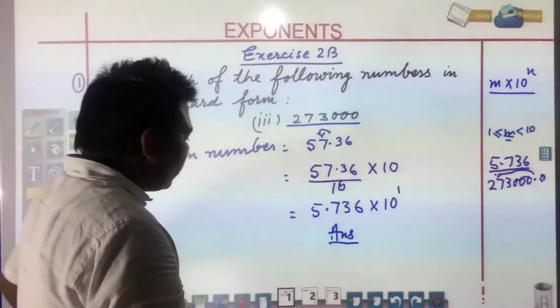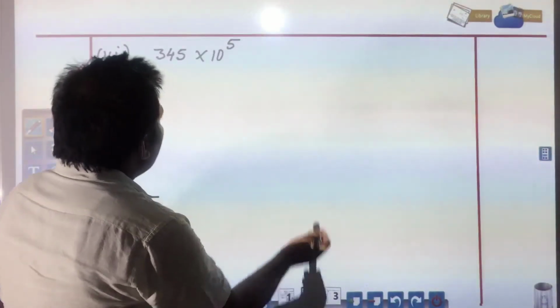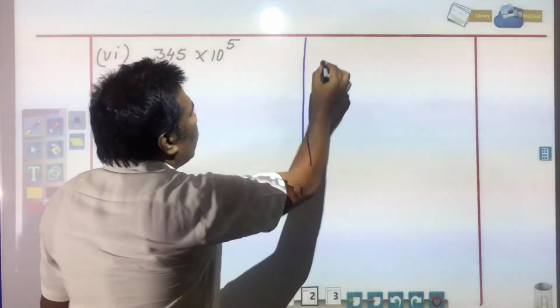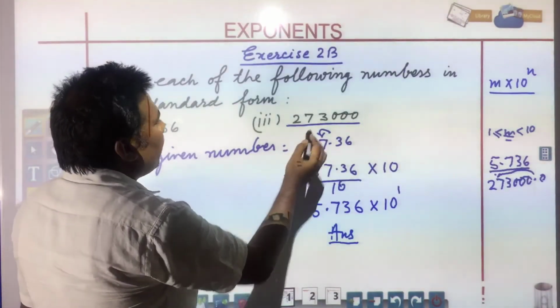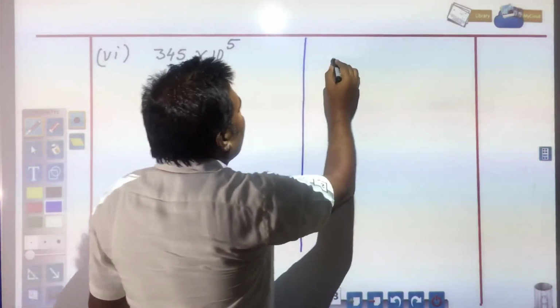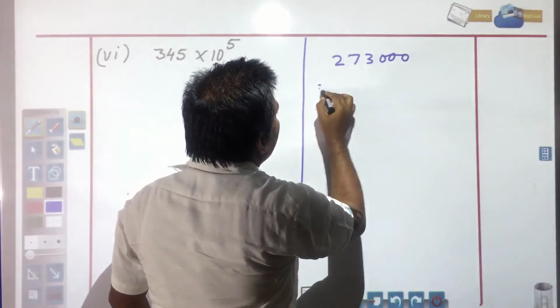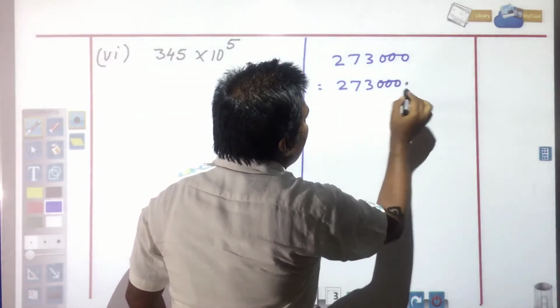So, let us see how we will do it. Here we can solve it. Your number was 273,000. So, it can be written as 273,000 decimal 0.